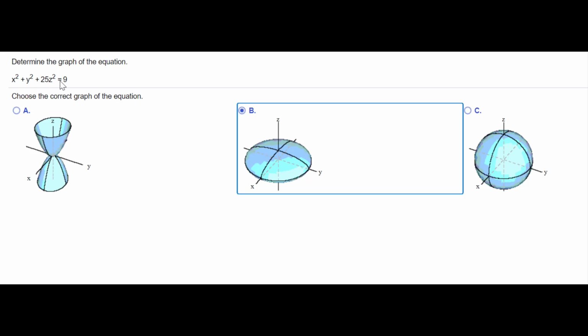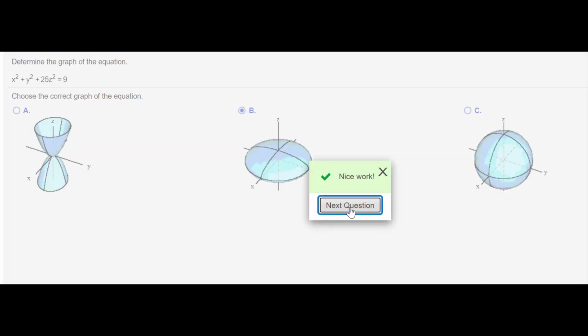So this is an equation of an ellipsoid where x and y have the same denominator, so it's symmetric, going around in the xy plane. But my z denominator, if you want to put the 25 out as the coefficient, you're going to be moving a little differently in the z direction. So that's got to be the one. Alright, let's try another one.